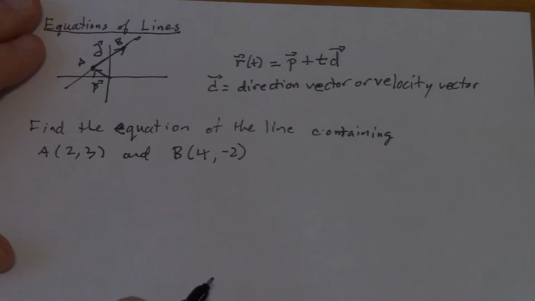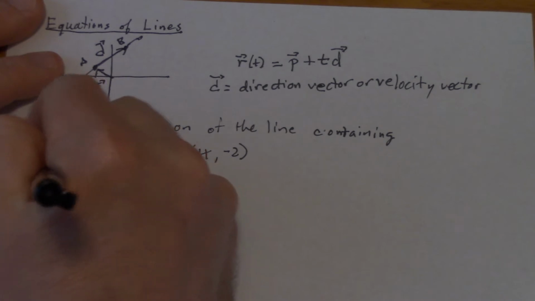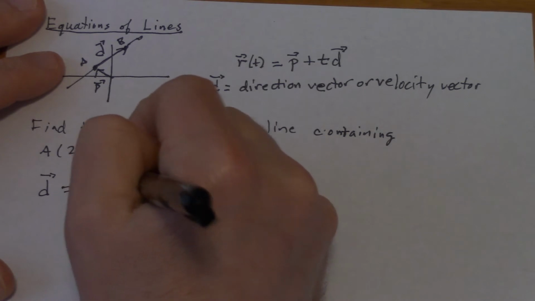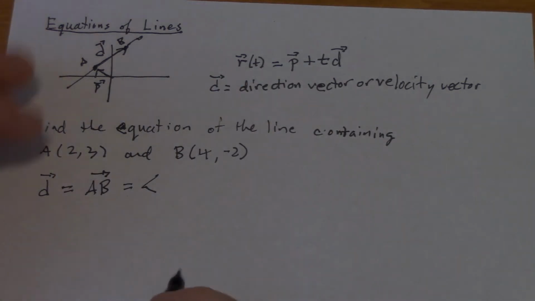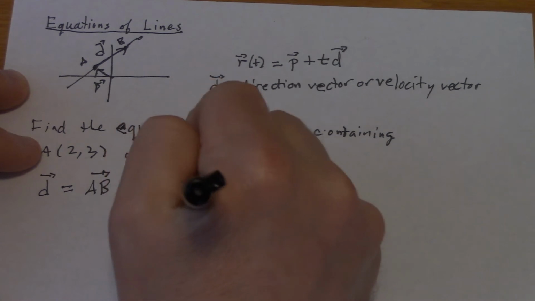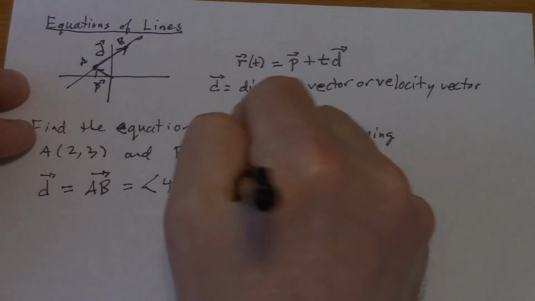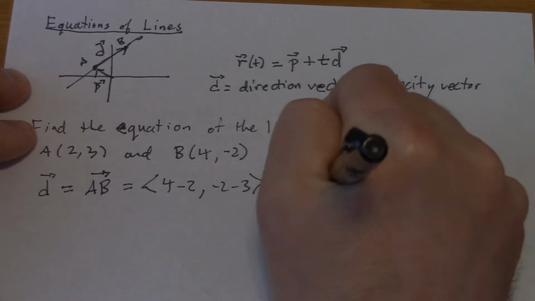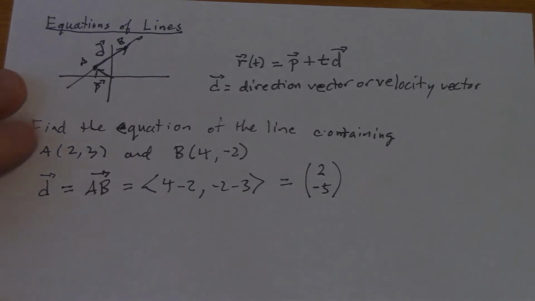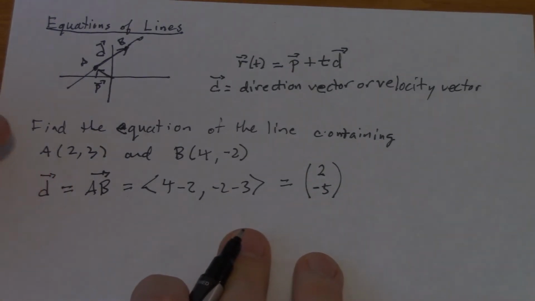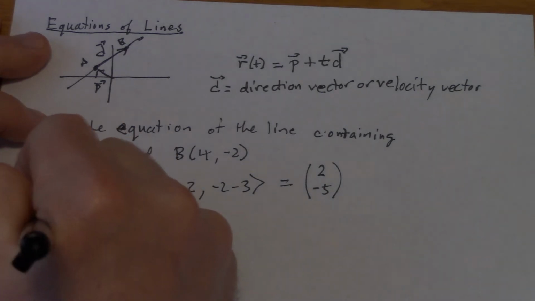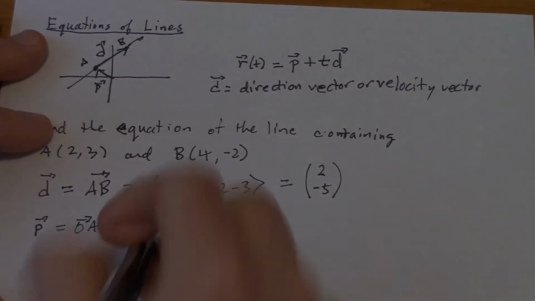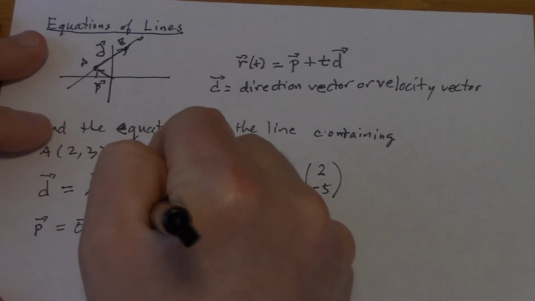This process is extremely straightforward. D is going to be the vector that goes from A to B. In the old-fashioned form, you just subtract terms. So 4 minus 2 would be the x component, and -2 minus 3 would be the y component. I'm going to write this as a column vector, so this would be the vector (2, -5). P is merely the vector that goes from the origin to A, so it's just a vectorized version of A. That's going to be (2, 3).